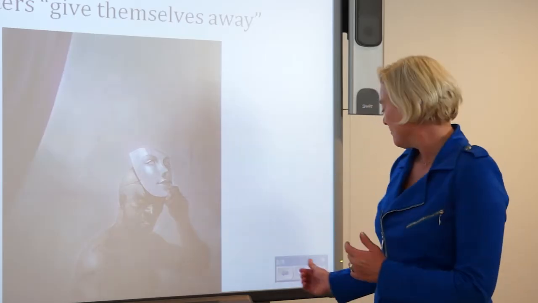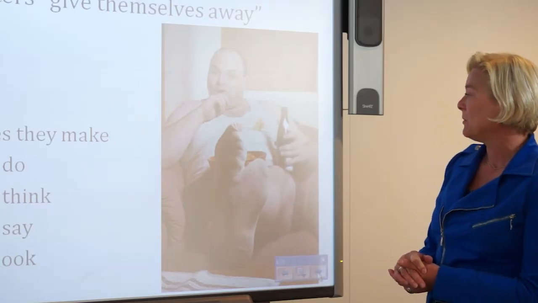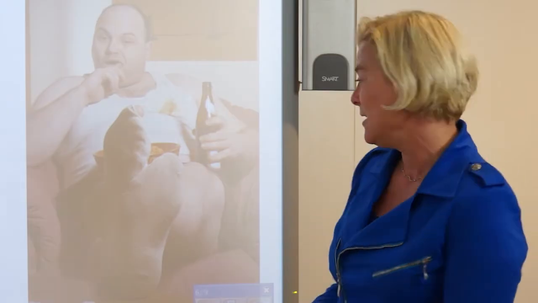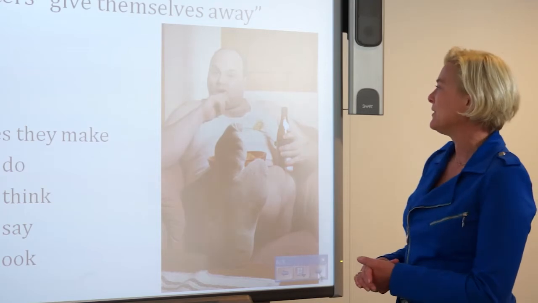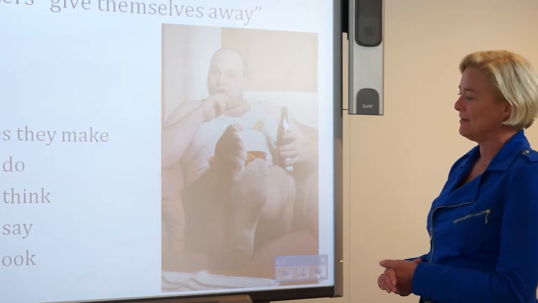So how can they do this? Well, there are several ways. A character can give himself away by the choices he or she makes, by the things he or she says, what he or she does, perhaps also what they look like. I think we can all draw some conclusions from this image about what this character might be like.